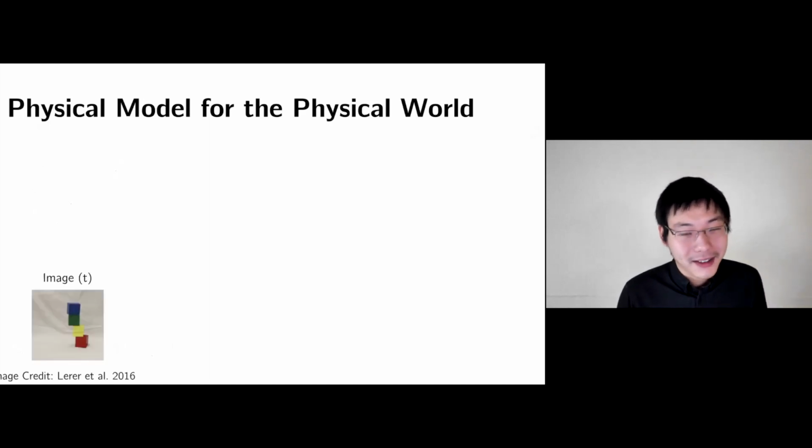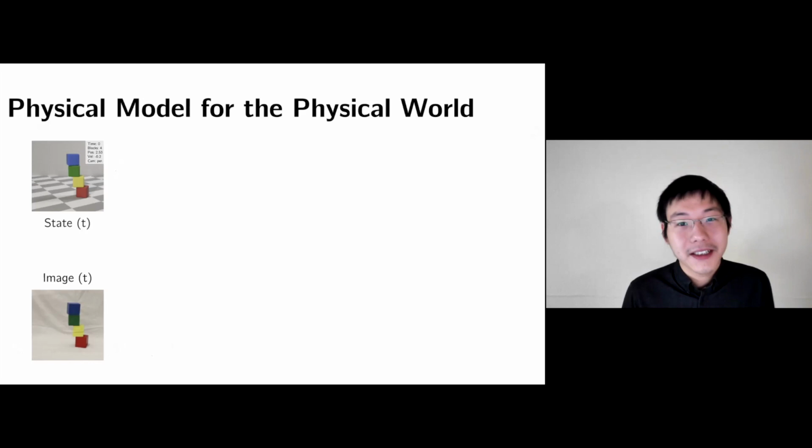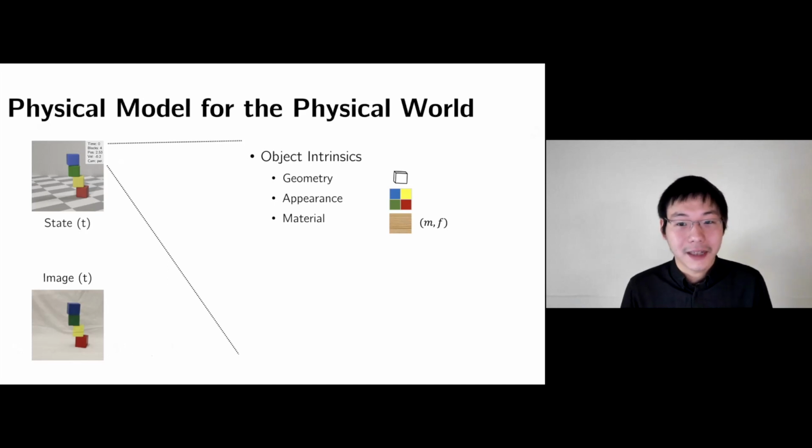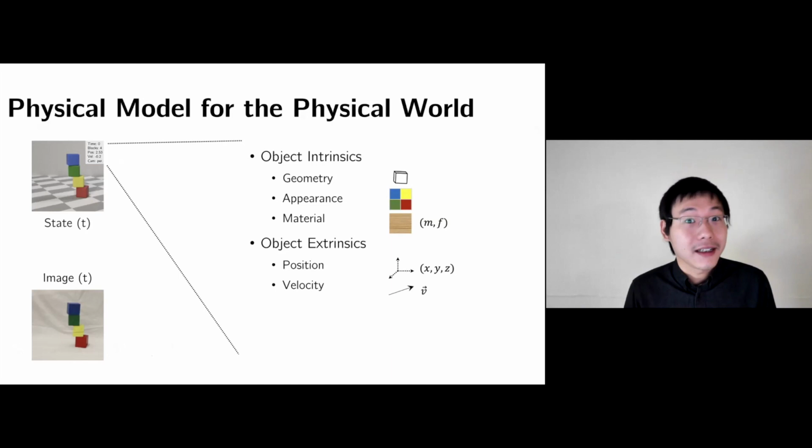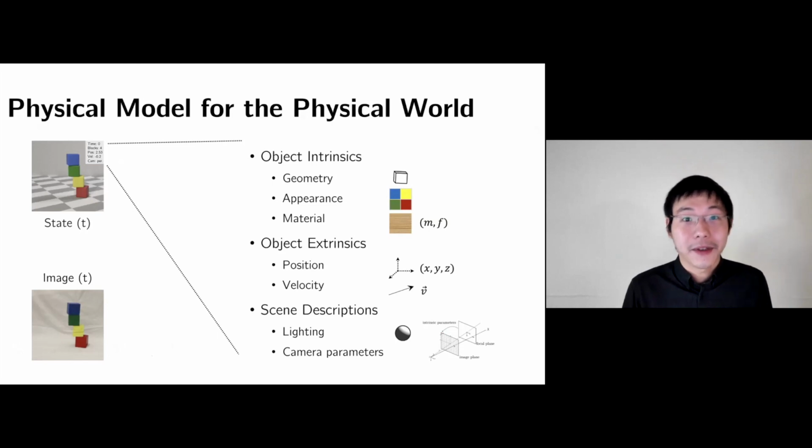For an image like this, we know that we're seeing this picture because there are a number of objects, actually 4 objects, 4 blocks. Every object has its intrinsic properties like geometry, appearance, material, physical properties. It has extrinsics like its position and velocity. And there are scene descriptions like lighting and camera parameters. And putting all of them together, this decides what we're going to see in the image.